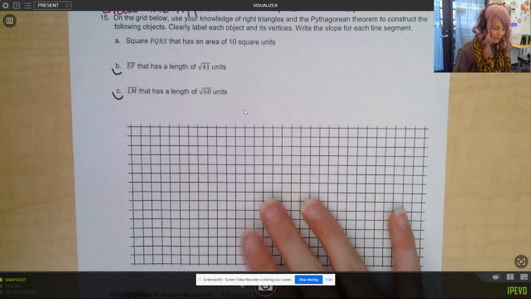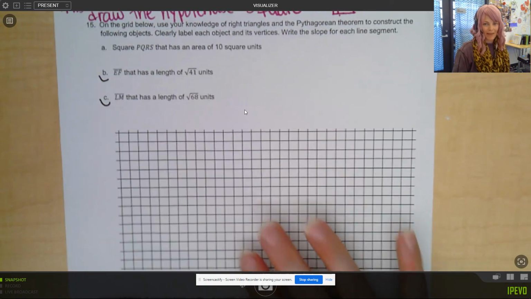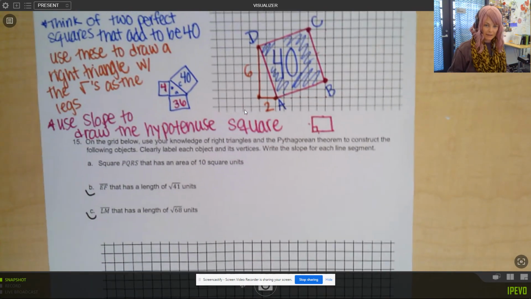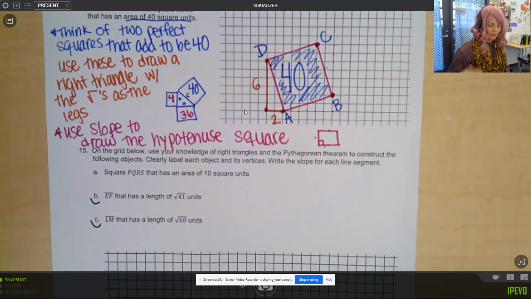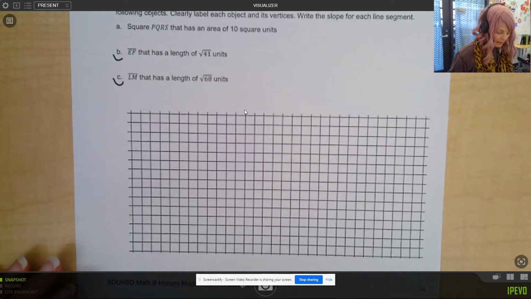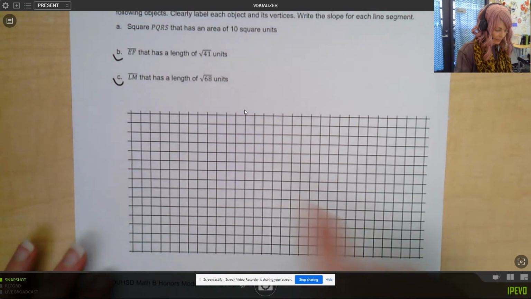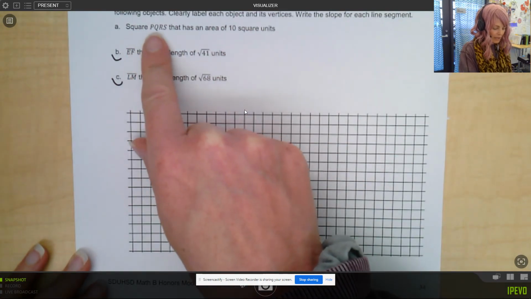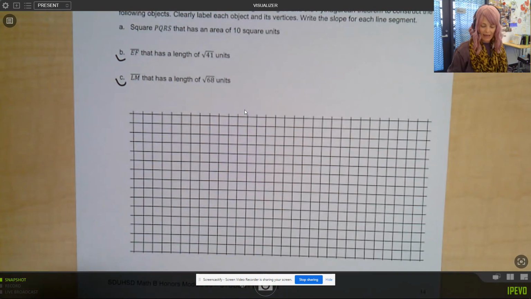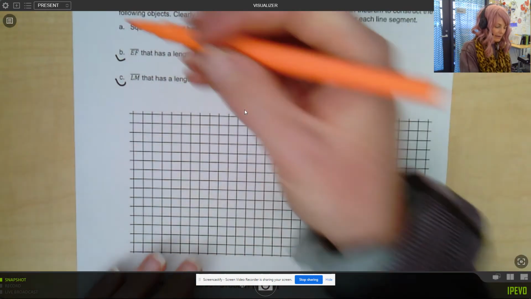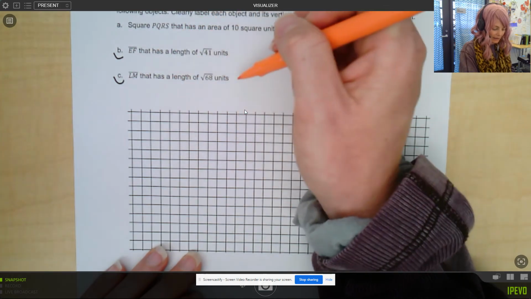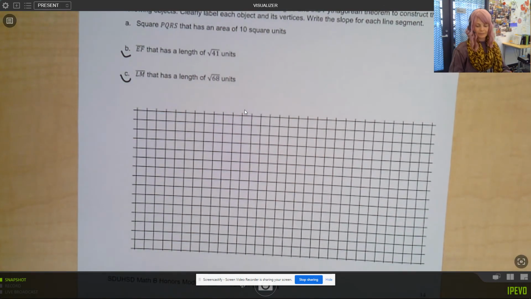Okay, so let's take a look at what else we can do. On the grid below, we're going to use our knowledge of right triangles and Pythagorean theorem to construct the following objects. So make sure you're labeling your vertices. Vertices are always labeled with capital letters. And we're going to write the slope for each segment, and we're going to clearly label the vertices. So we're going to do square PQRS that has an area of 10 square units, segment EF that has a length of square root of 41 units, and segment LM that has a length of square root of 68 units.